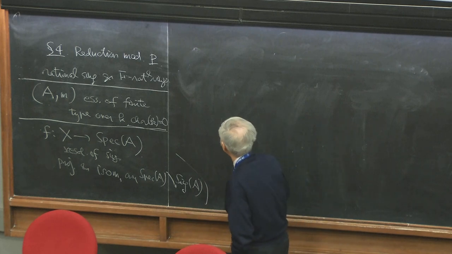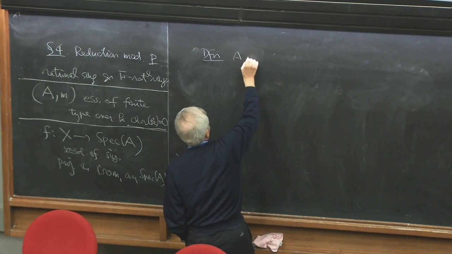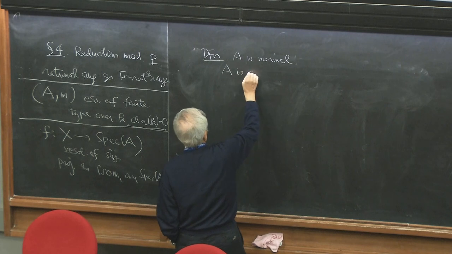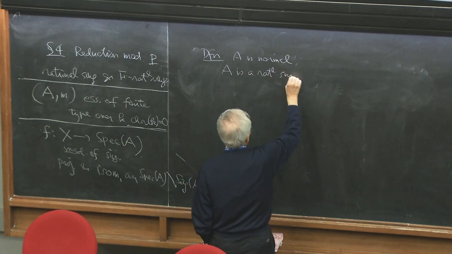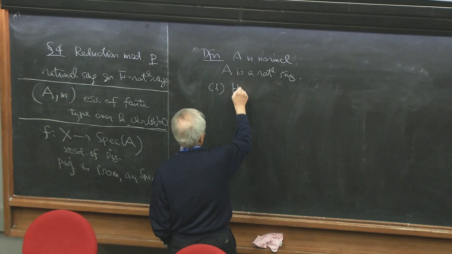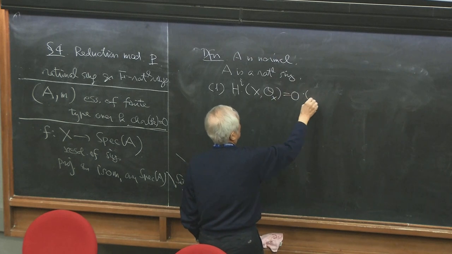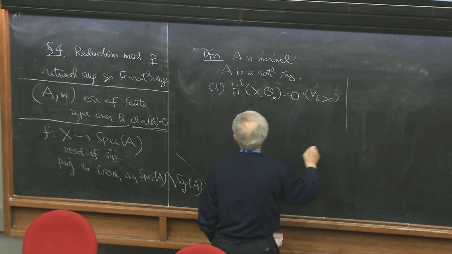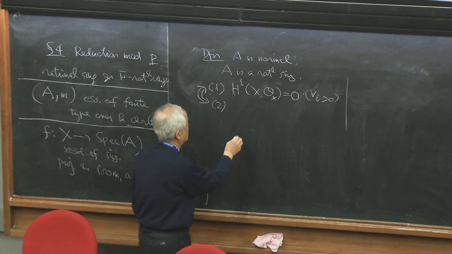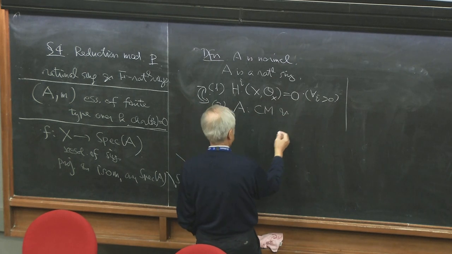And so the definition is: A is normal, and then A is a rational singularity if H^i(X, O_X) is zero for every positive i. And these are equivalent conditions: A is Cohen-Macaulay, and F_* of omega_X maps to omega_A.